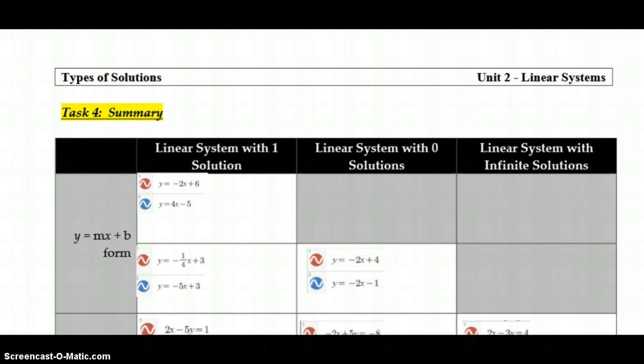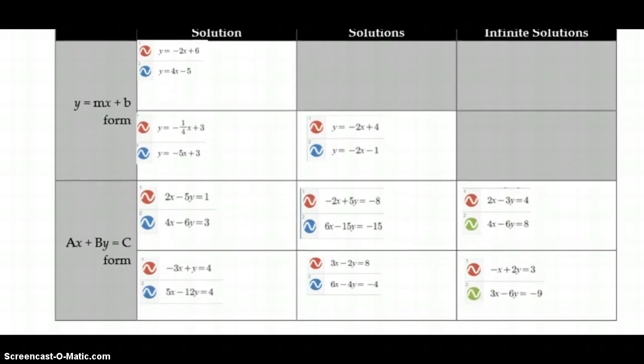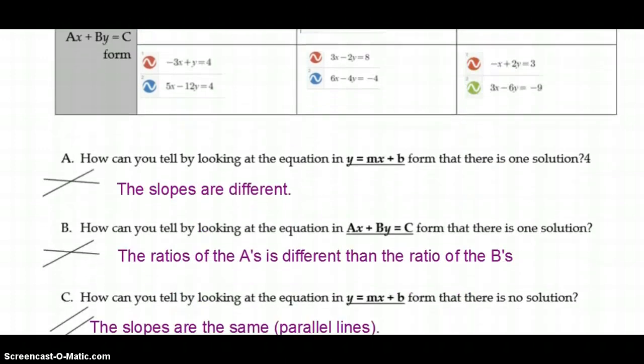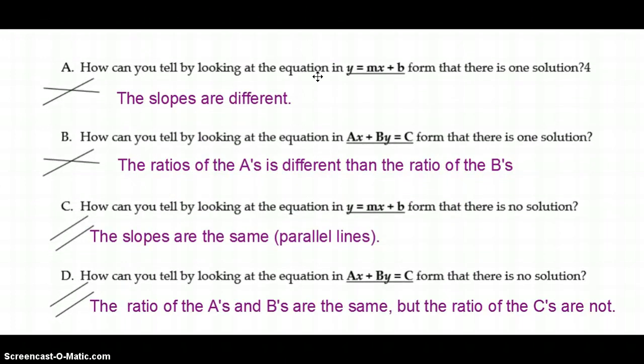Moving on, you should have completed this table by copying your different equations of lines into this chart. If you want to pause here just to do a quick check that you put the right ones in the right place, feel free to do so, but we're going to scroll down and answer the questions at the bottom. So first off, part A: how can you tell by looking at an equation in y equals mx plus b form that there is one solution? The answer is that their slopes are different. Whether or not their y-intercepts are different doesn't matter. You can see with the second example we did, they had the same y-intercept, but they still had a point of intersection, and it has to do with those slopes being different values.